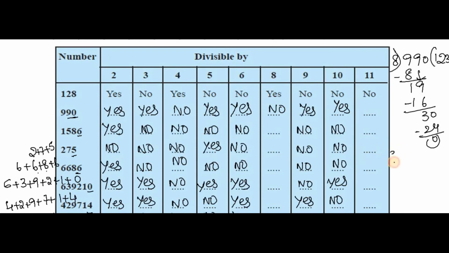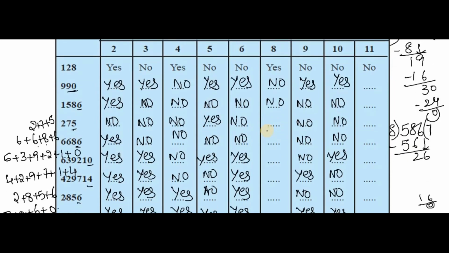Now 586, 8 sevens are 56, then 26. In the 8 table you will not get 26. Now in the same way you check for 275. In the 8 table, 8 threes are 24, then 35. In the 8 table 35 will not come.